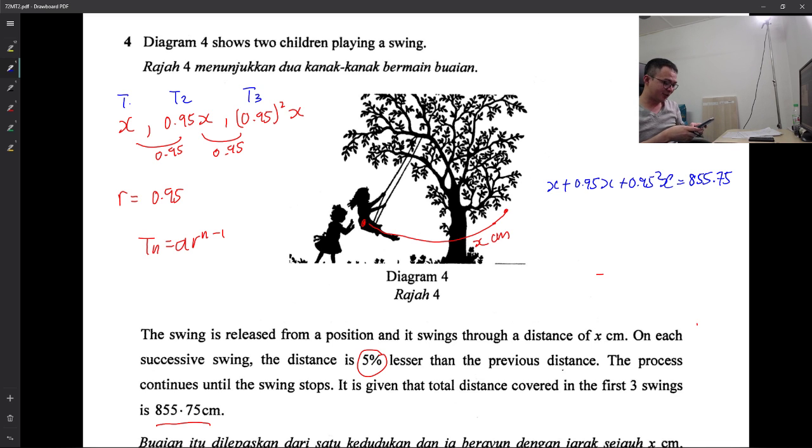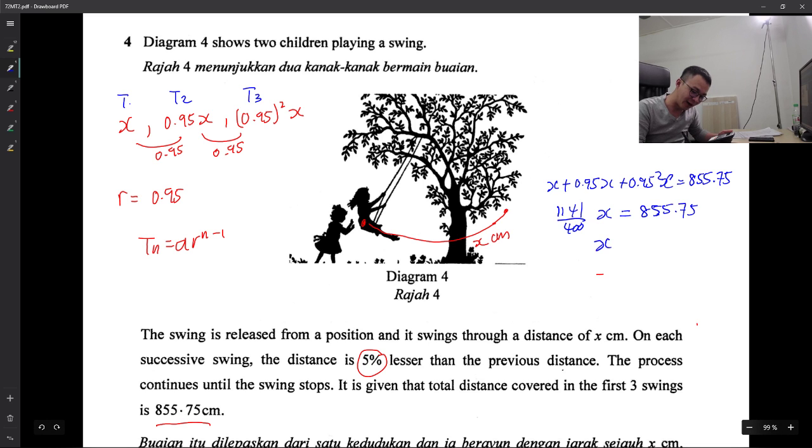Okay, 1 plus 0.95 plus 0.95 square. You just type in your calculator, and then you will get 1141 over 400 x, or any decimal, equals 855.75. So x is 855.75 divided by my answer just now. So I get x is 300. So my first swing over here is 300 centimeter, and every next swing will actually minus 5%, minus 5%.